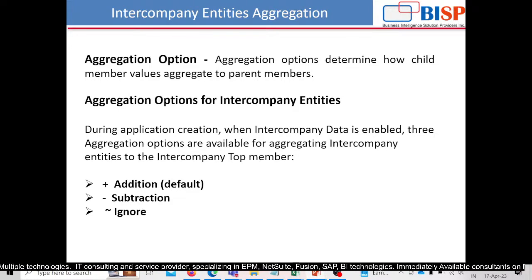It comes with three members: intercompany top, no intercompany, and intercompany entities. Under FCCS, under intercompany entities, FCCS automatically creates ICP entities that we create for intercompany.